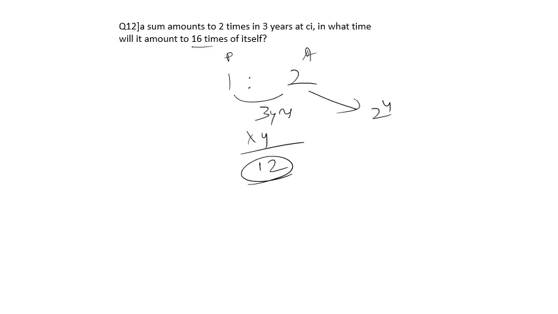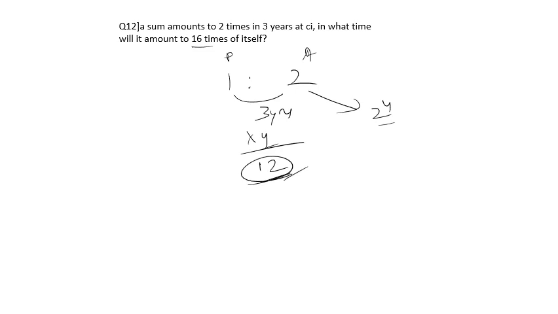This is what we have been solving. In the first video also I have explained this type of questions. This is 12 because it becomes twice in every 3 years, right? So this is the 4th power, so this multiplies with 4. This is 12 years, right? Okay, now moving to the next question.